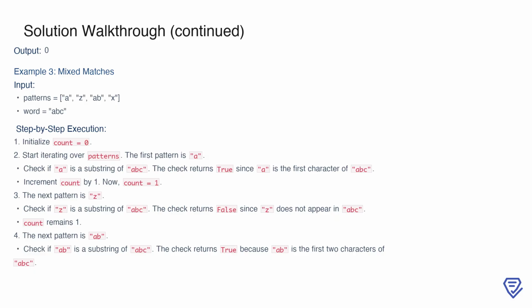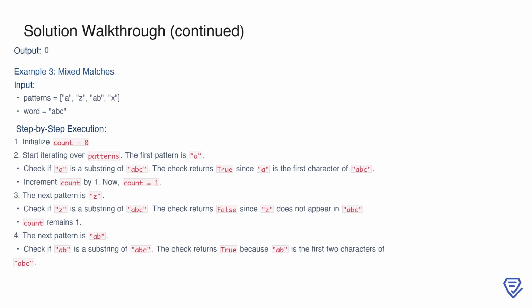Now, let's explore a more mixed example where some patterns match and others do not. Here, the patterns array contains A, Z, UB, and X, and the word is still ABC. We start by initializing count to 0. The first pattern, A, is checked to see if it is a substring of ABC. Since it is the first character of ABC, the check returns true, and we increment count to 1.